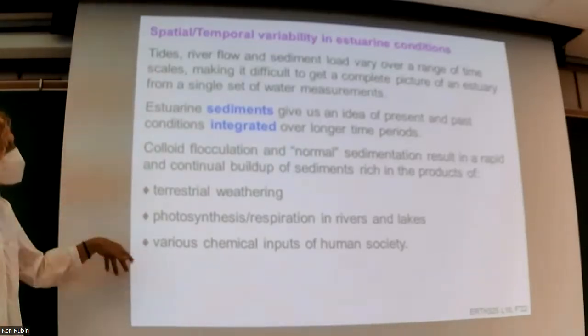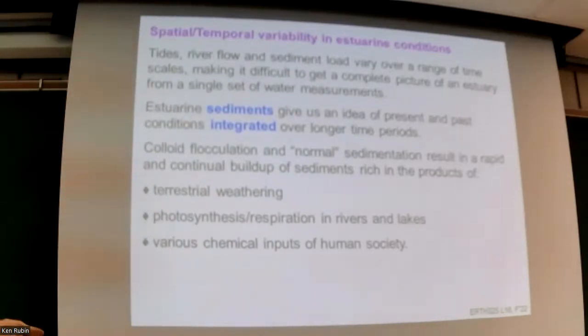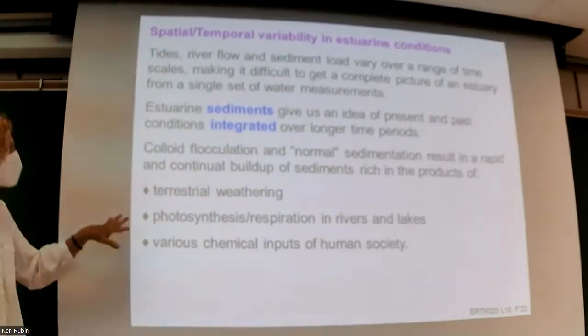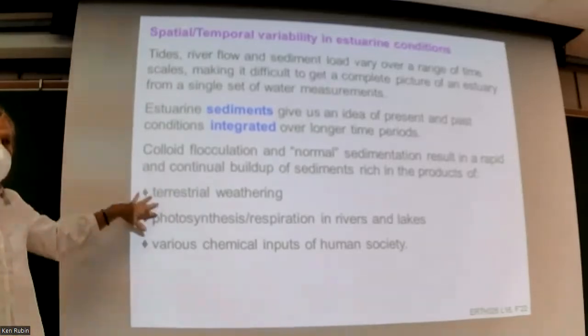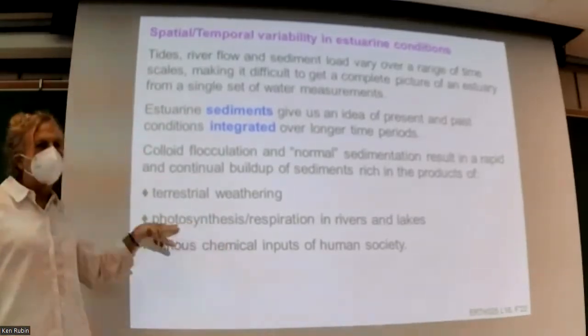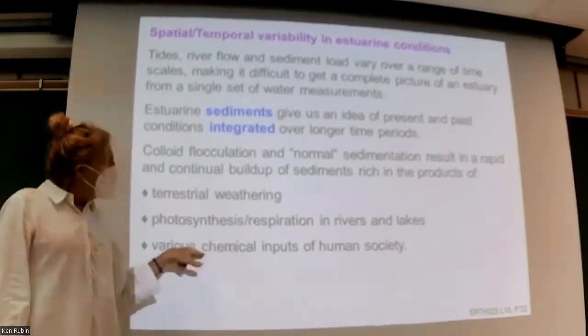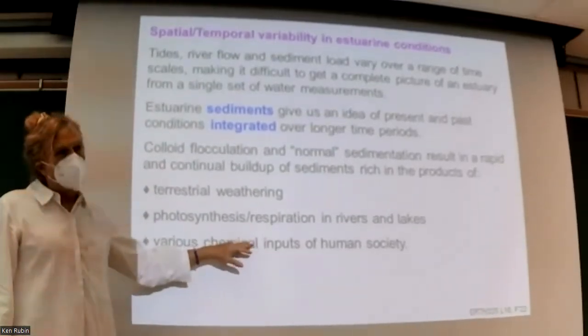So the kinds of things that we find in the sediments and estuaries represent time-integrated processes. Even though we've been talking about anthropogenic impact, I just want to take your mind out of that. Just think about what happens naturally in watersheds. We have terrestrial weathering, the breakdown of rock and the transport. We've got photosynthesis and respiration, happening on the land and in the water. And then we have things that are superimposed on this.